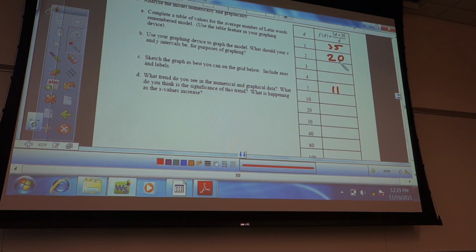20 for 2. And then 3 would be 15, 25, 15. And then 4 would be 20, 15, 4, 12 and a half.